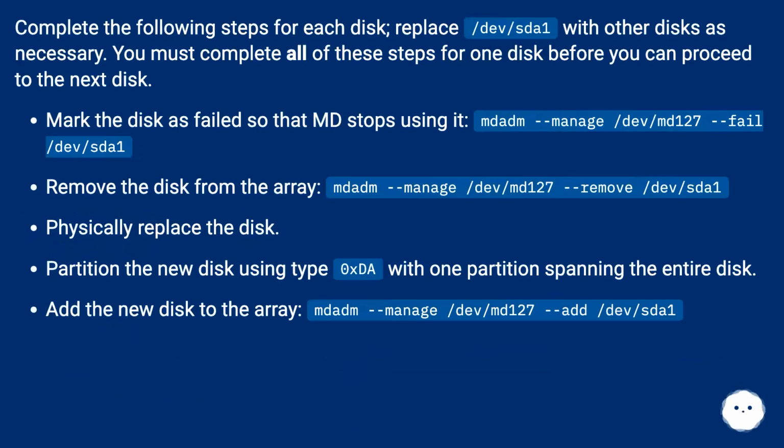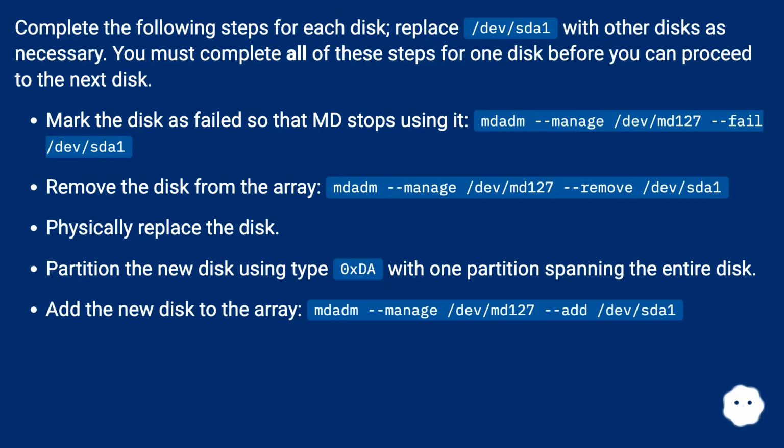Complete the following steps for each disk. Replace /dev/sd*1 with other disks as necessary. You must complete all of these steps for one disk before you can proceed to the next disk. Mark the disk as failed so that MD stops using it: mdadm --manage /dev/md127 --fail /dev/sd*1.